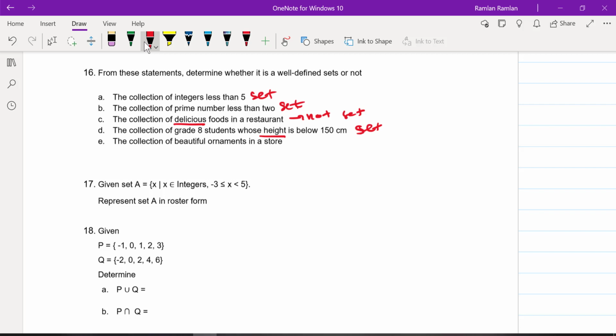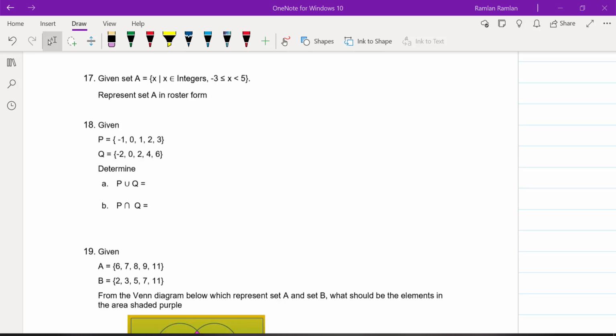Next one, the collection of beautiful ornaments in a store. Again, this word over here, beautiful, can be different from one person to another, in which this is an opinion, right? Maybe another person says no, it's not beautiful, and so on, right? So this is not a set.